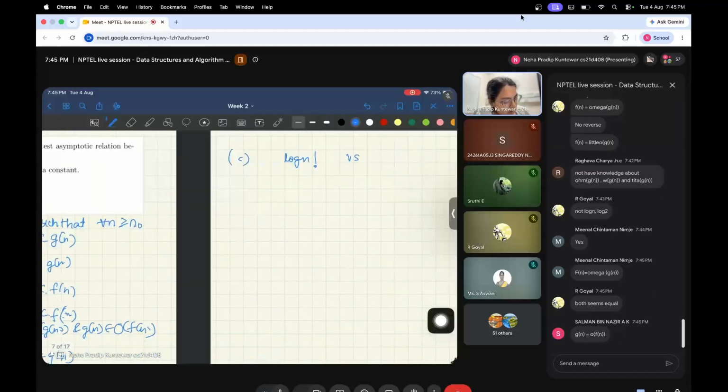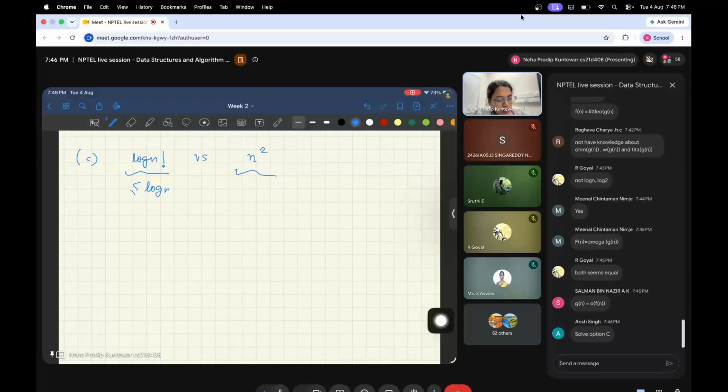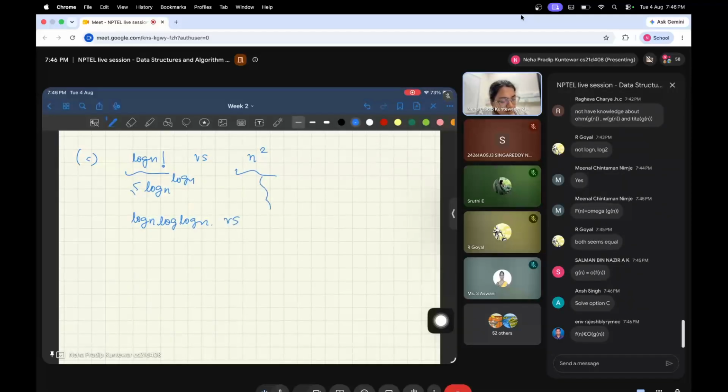Versus n square. If you take, let's say, log on both sides, this is at most log n to the log n, and if you take log of this quantity, this will turn out to be log n times log n, versus this will turn out to be 2 times log n, and in between these two, this is a larger quantity, right?